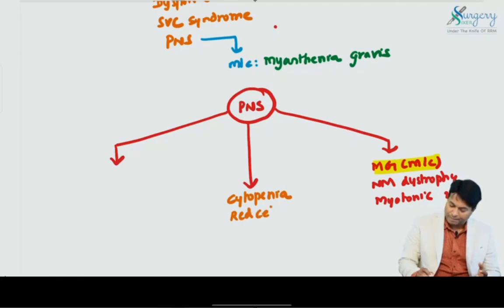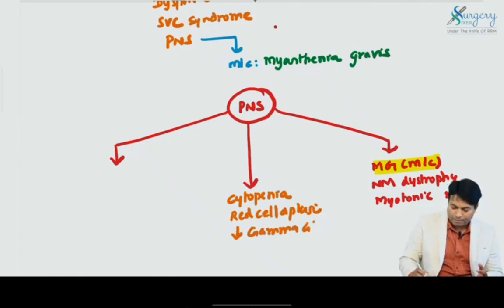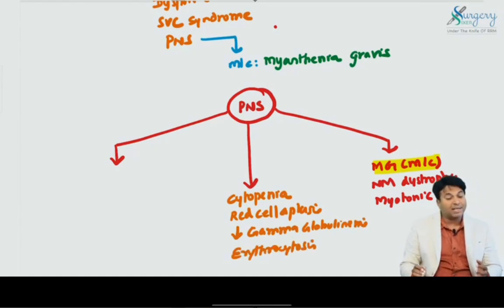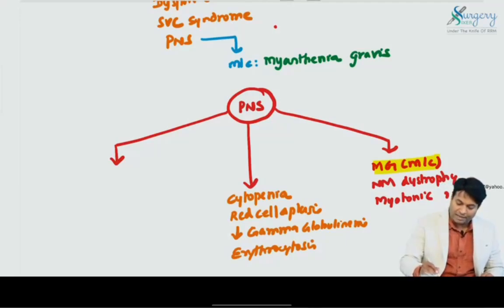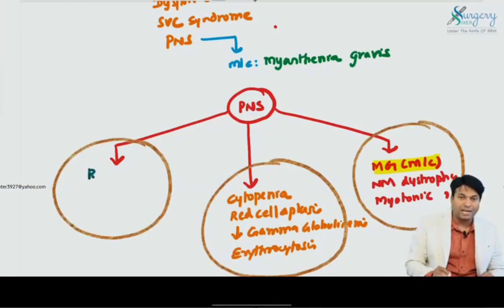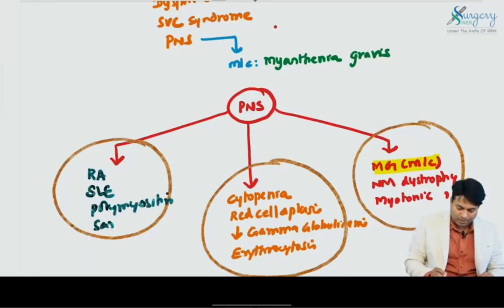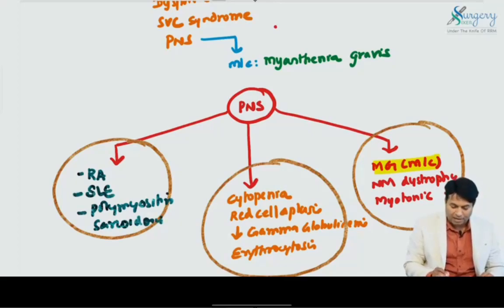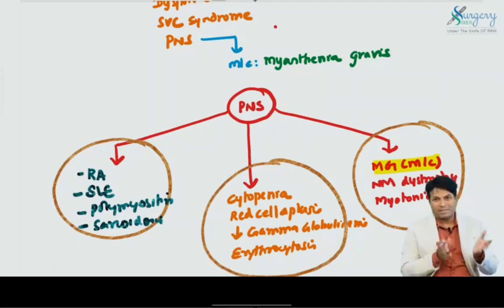Red cell aplasia, hypogammaglobulinemia, and erythrocytosis, nothing but polycythemia. Sometimes the RBC count can increase. These are the blood-related problems. This is muscle-related problems, and there are generalized orthopedic problems like rheumatoid arthritis, SLE, polymyositis, sarcoidosis. So muscle problems, orthopedic problems, and blood-related problems are the three paraneoplastic syndromes seen in thymoma.